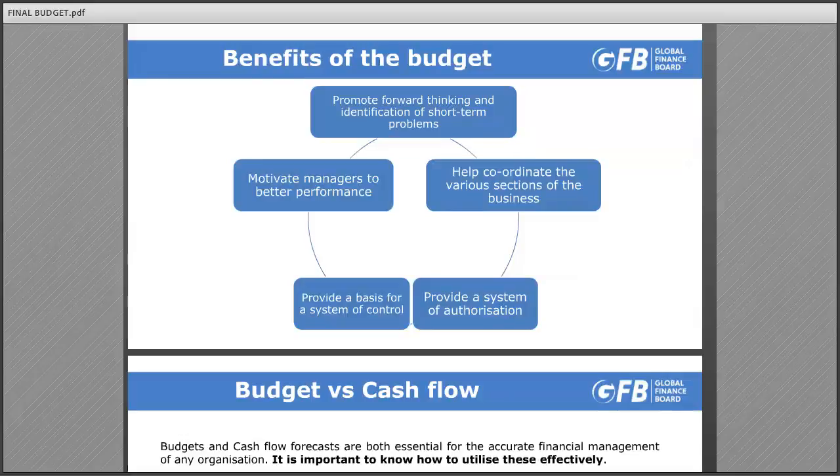Regarding the benefits of the budget, there are 5 main benefits: promote forward thinking and identification of short-term problems, help to coordinate the various sections of the business, provide a system of authorization, provide a basis for a system of control, and motivate managers to a better performance.